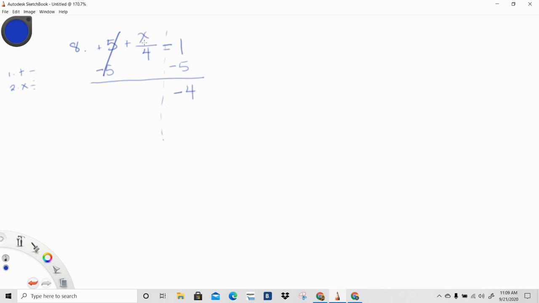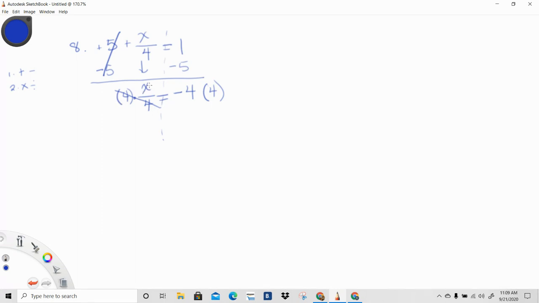Okay? Now we have on this side, this term comes down. X divided by 4 equals negative 4. So what's happening to our variable here? It's being divided by 4, so we need to multiply it by 4. And if we do it to one side, we do it to the other. These cancel out. Because you're doing the opposite operation, they balance each other out.